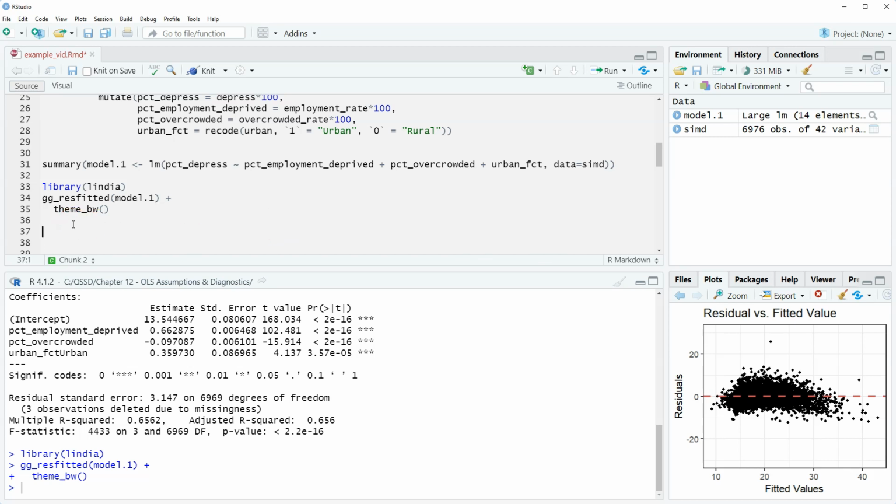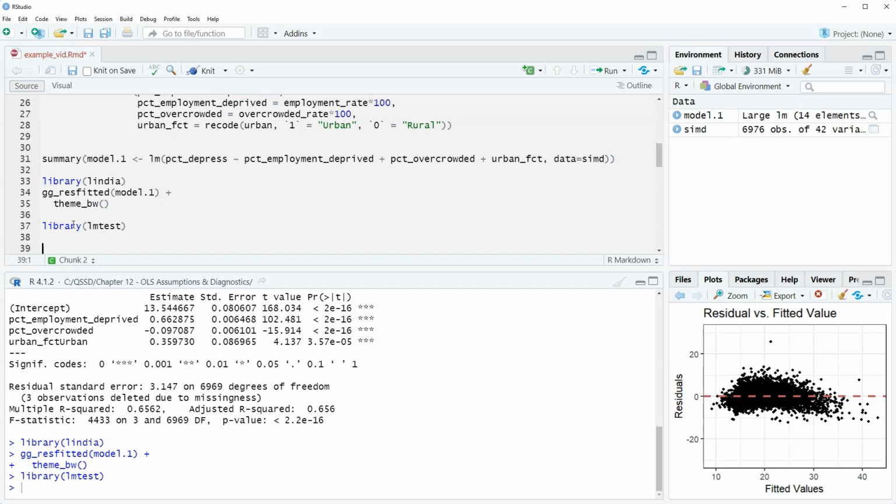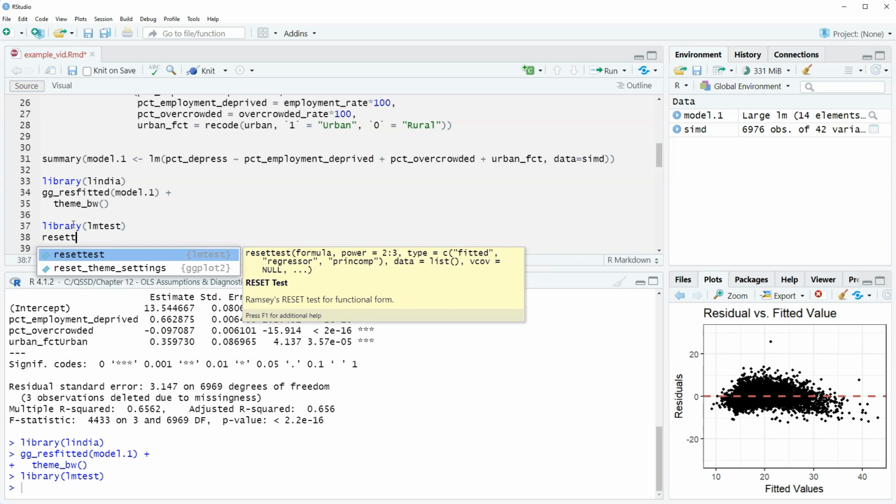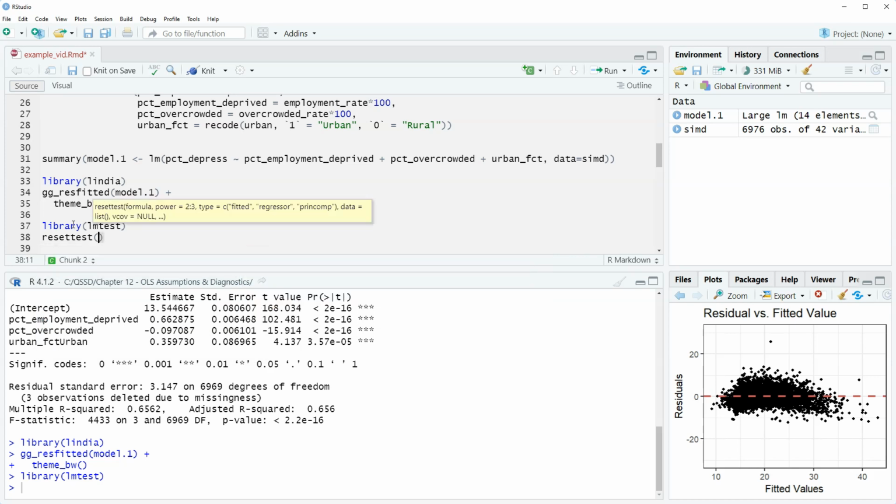We are going to use the lmtest package, so we're going to load that. The test we're going to use is the Ramsey RESET test. So the function for that is resettest, and then open parenthesis, model1, and then power equals 2:3, and then type equals fitted.